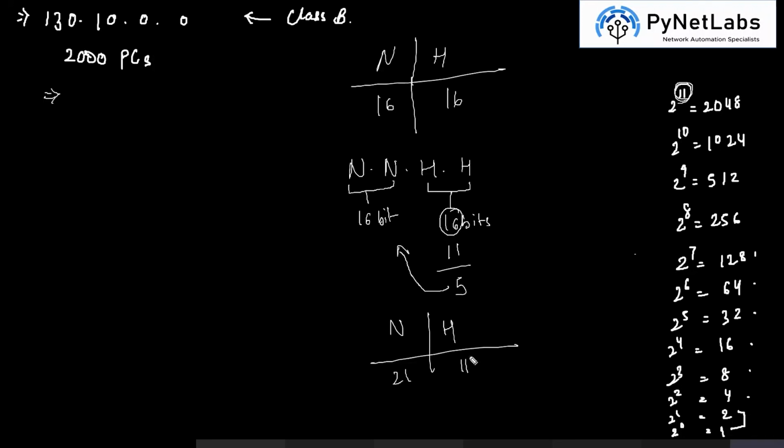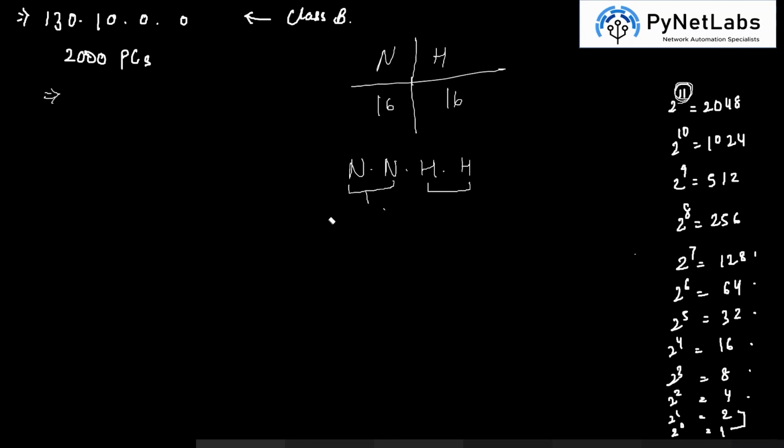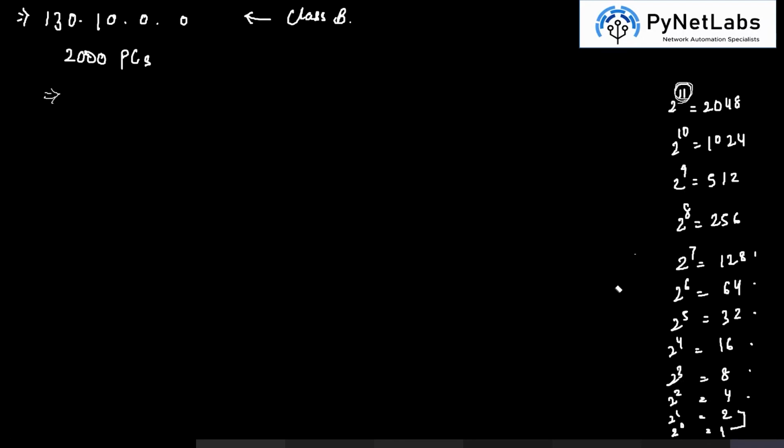Is this clear? Great. Perfect. Yes, correct. Well, 21 network bits and 11 host bits. Now after this, once we have the bits of network and host, we can simply calculate the subnet mask. The subnet default mask of class B is 255.255.0.0.